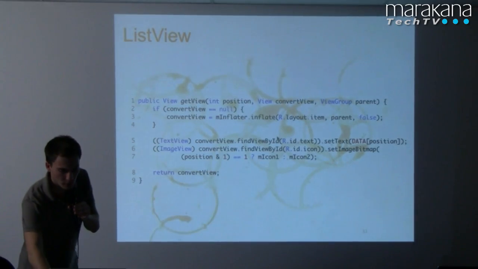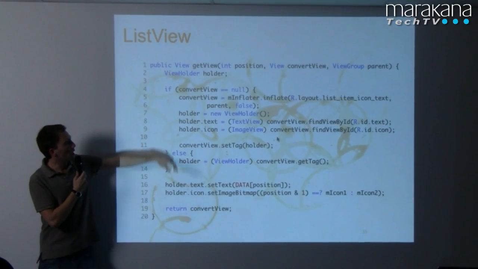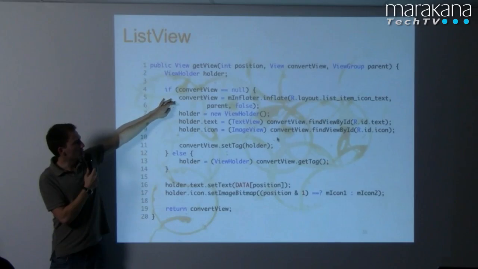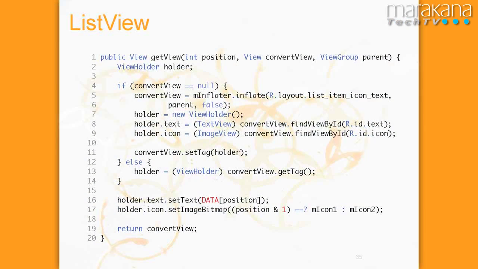So instead, we create a view holder. It's a very simple structure. And in the holder, we're going to keep a reference to the text view and the image view. And we're going to do the find view by ID only once, when we create the view the first time. So now the code looks like this. You inflate the view from XML, you create a view holder, you do the find view, you store the result, and then we keep that view holder as a tag.